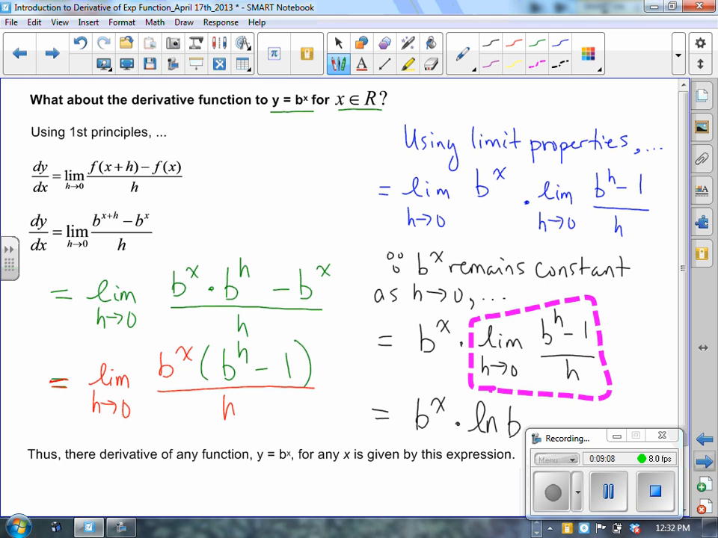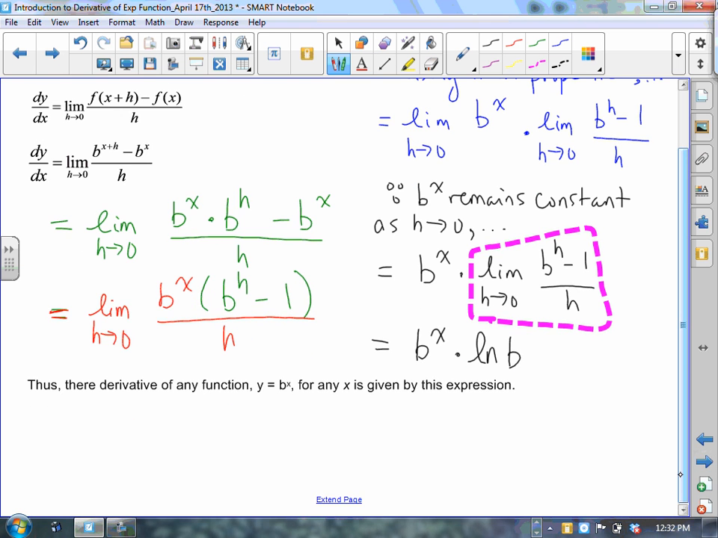Just in the space below, let's summarize. Therefore, the derivative of the function b to the x with respect to x is none other than b to the x ln b. We're going to use this to our advantage tomorrow in differentiating exponential functions.